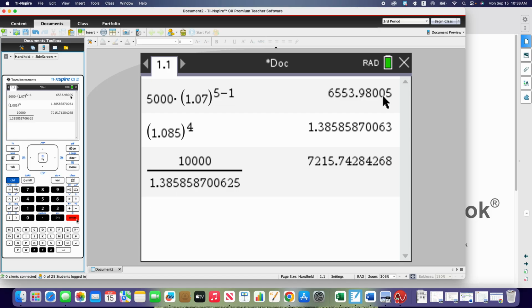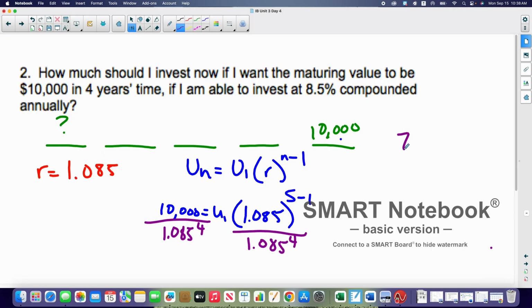Okay? So my first term, I have to have $7,215 and probably 75 cents. I'm going to round it up. $7,215.75. If I invest that right now, then in 4 years, it will be the $10,000 that I want. Okay? We had a problem kind of like this in some of our homework a couple days ago where we were having to solve for the U1, and so that's what I would do. I'd find what that is, divide by it, and go get that other number. Okay? Everybody good there? All right, let's try a little bit different application problem.